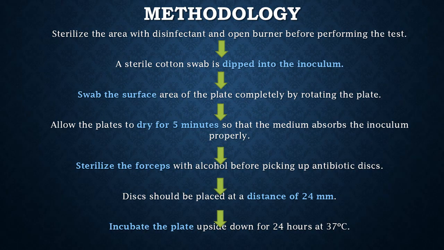The methodology of doing antibiotic sensitivity test is as follows. First, sterilize the area with the disinfectant and open the burner before performing the test. A sterile cotton swab is dipped into an inoculum. Next, swab the surface area of the plate completely by rotating the plate. Allow the plates to dry for 5 minutes so that the medium absorbs the inoculum properly. Sterilize the forceps with alcohol before picking up an antibiotic disc. Discs should be placed at a distance of 24 mm. Lastly, incubate the plate upside down for 24 hours at 37 degrees Celsius.